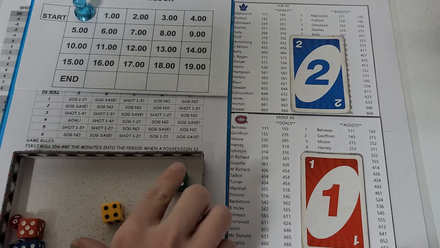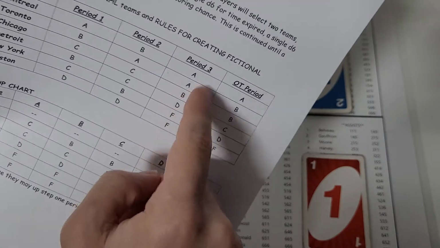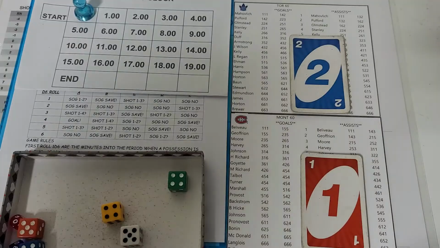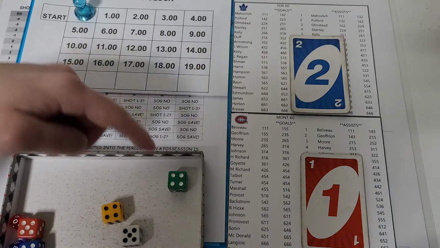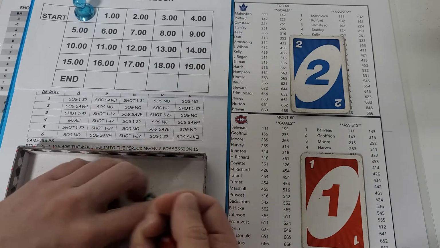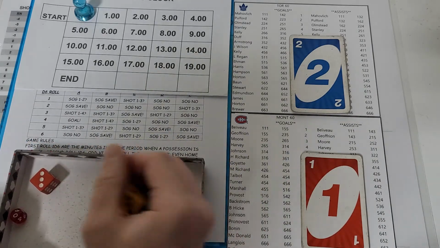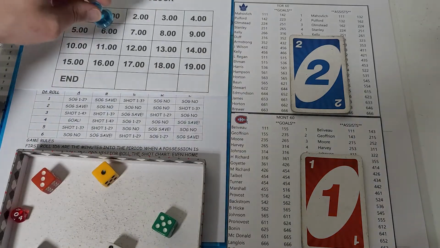But the 4 comes up, so it's going to be Montreal. And this time they're both rolling on column C in period 3. I say that to remind you and me as well. Rolling on column C, so I'm looking at Montreal and C4. C4 says they can score on a 1-2 here, to tie it at 2. With the 3, they just miss. So 6 more off the clock now, up to minute 6.